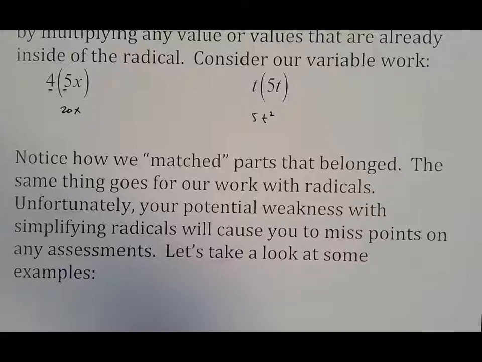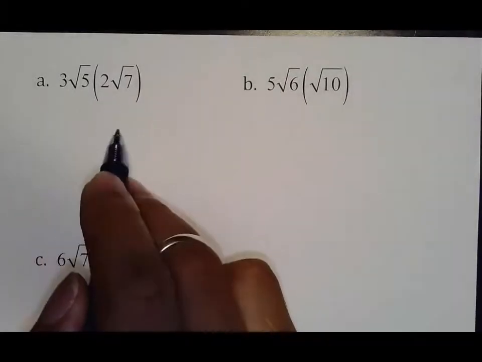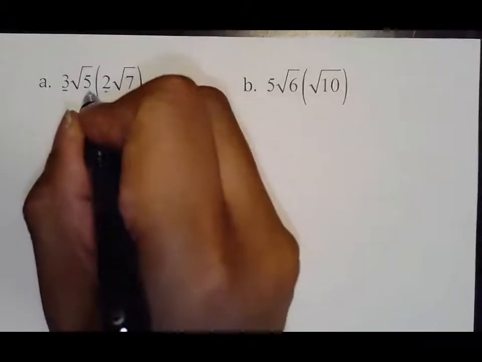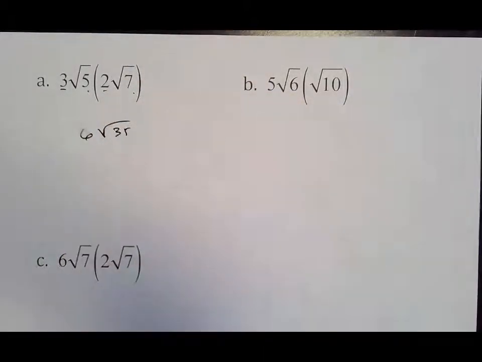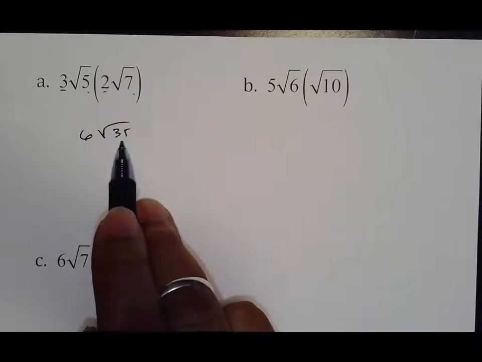Unfortunately, your potential weakness with simplifying radicals could cause you to miss points. Let's just take a look at some examples and see what's going on with it. So 3 root 5 times 2 root 7. Again, outside, outside makes 6. Inside, inside makes 35. Do not forget to check. Does 4 go into 35? Nope. Does 9 go into 25 or 35? Nope. Does 25 go into 35? Nope.